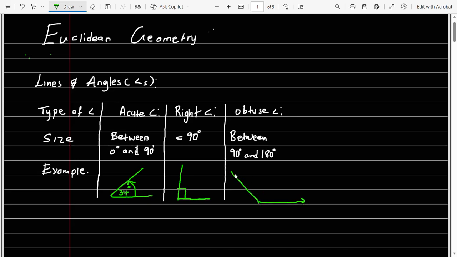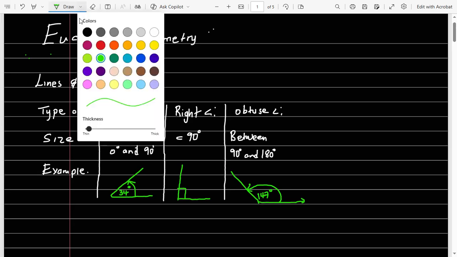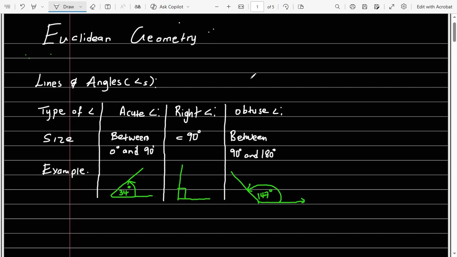Since you are in grade 10, they might ask you the type of an angle. What type of angle is this? Especially if you will be doing investigations, you might expect that they ask you to differentiate the types of angles.